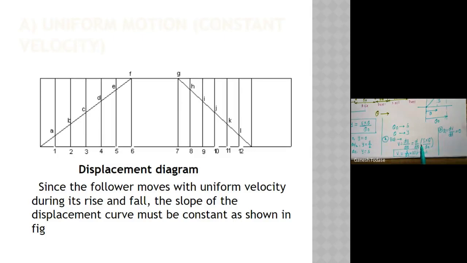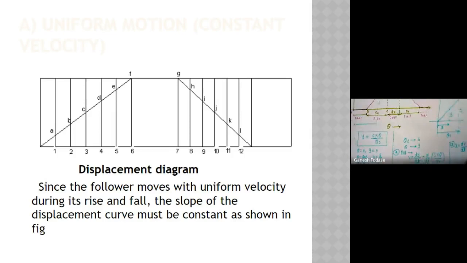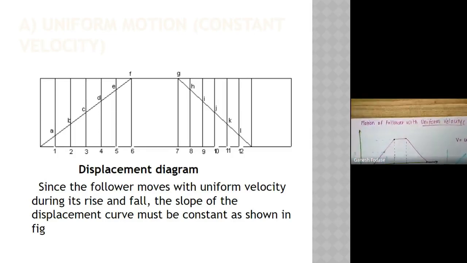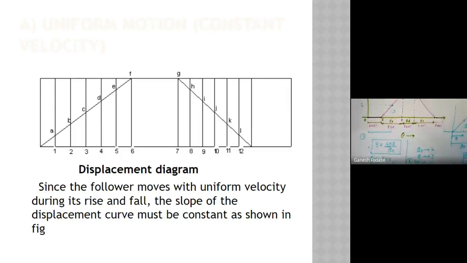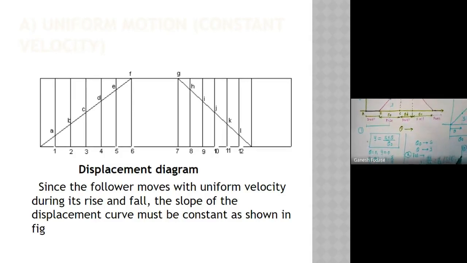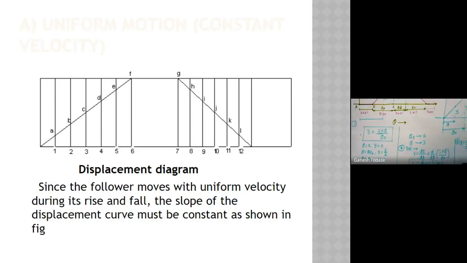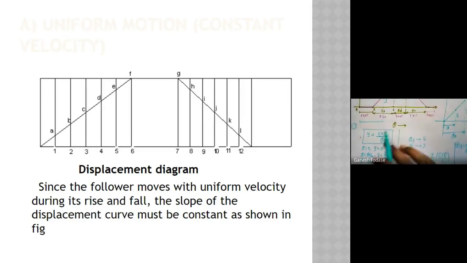Now, as I drew the first displacement diagram, this one is the displacement diagram for uniform motion. From this we now have to draw the velocity and acceleration diagrams for this rise, dwell, and return. As we know the equations now, can you draw these diagrams from the equations for the rise, return, and dwell period? Equations are clear.